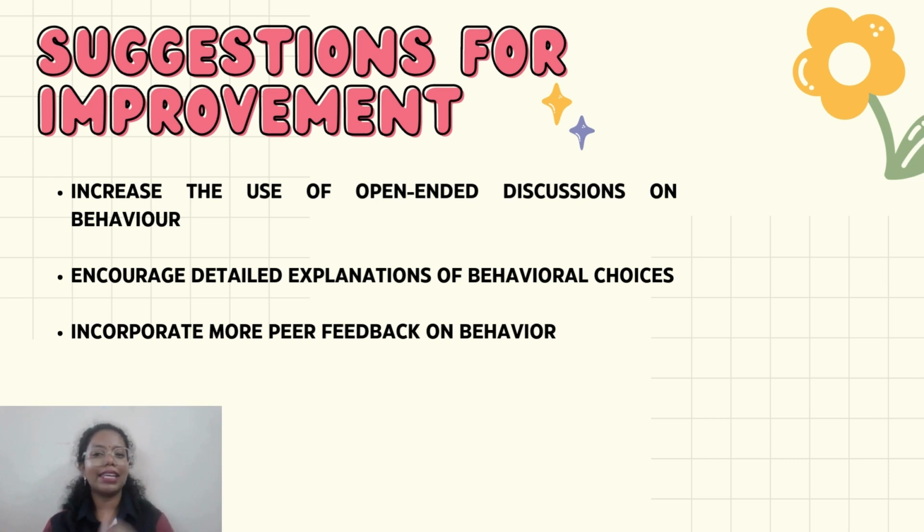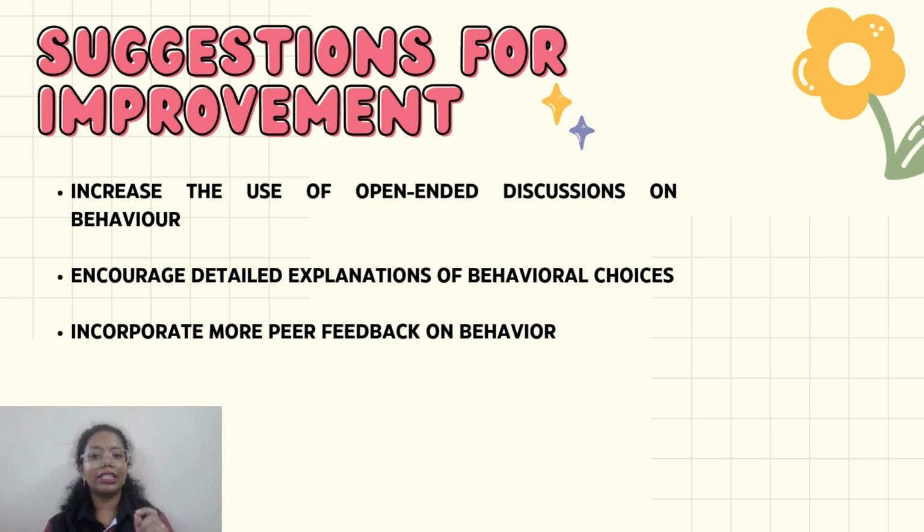For example, instead of telling students to be nice, you could ask them why it is important to be kind to others in the class. Or how do you feel when everyone follows the rules, right? So these open-ended questions encourage students to think more deeply about their actions and their impact on the classroom environment.